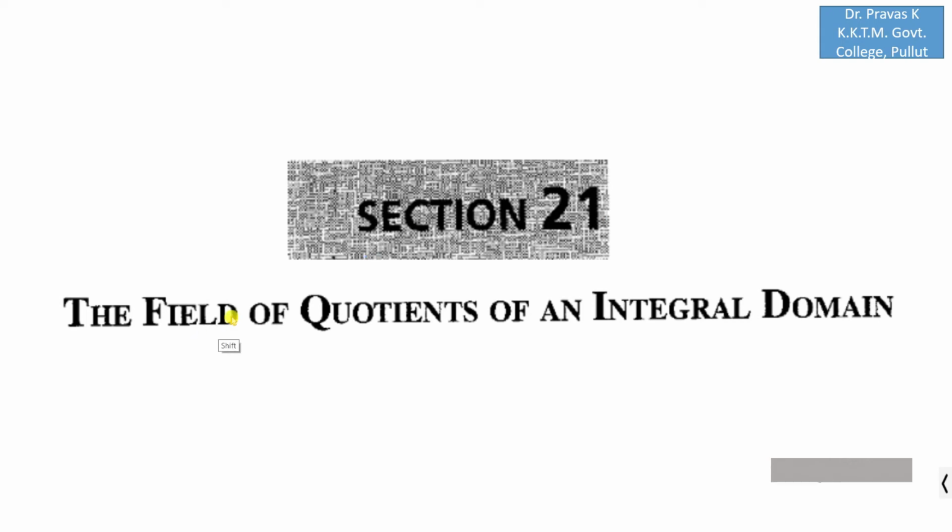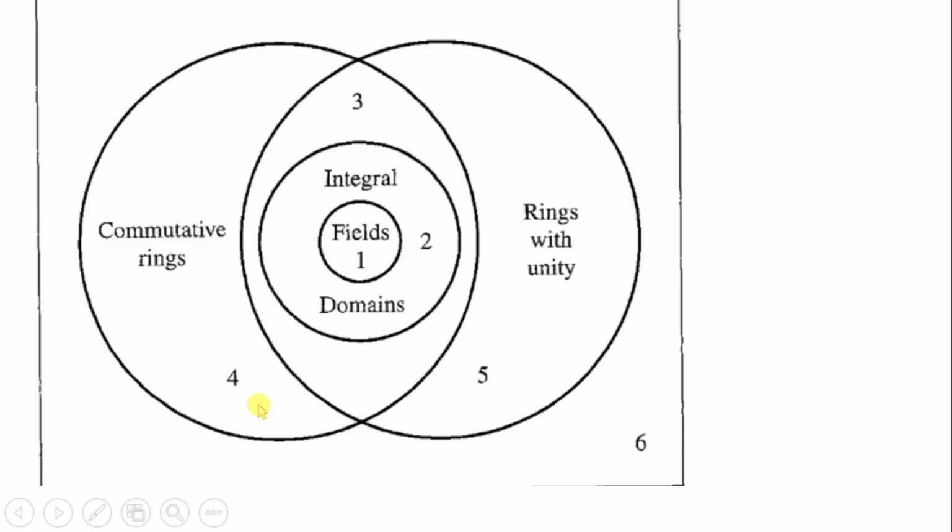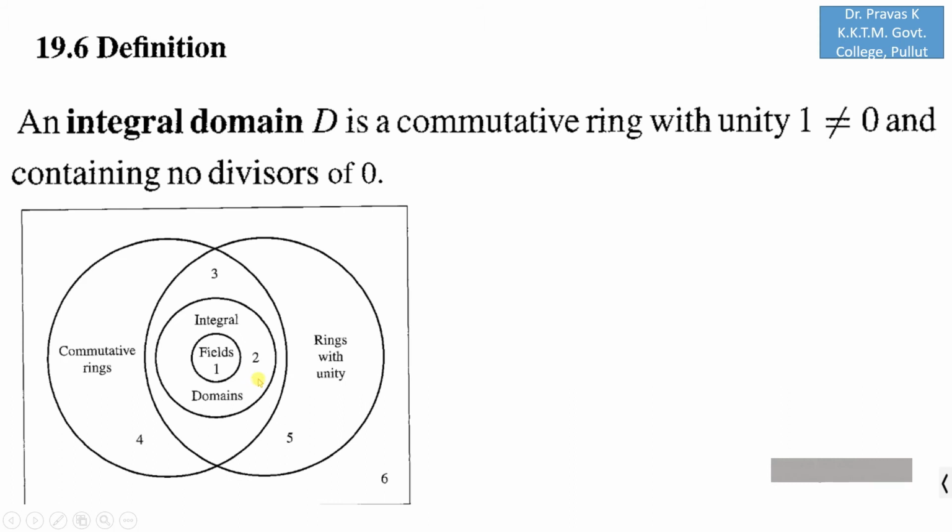Hello everyone. Today we will see section 21 on the field of quotients of an integral domain. Now remember that an integral domain D is a commutative ring with a unity 1 not equal to 0 and containing no divisors of 0. From this figure you can see that the collection of all integral domains lies inside the intersection of commutative rings and rings with a unity, and the collection of all fields lies inside the collection of all integral domains.